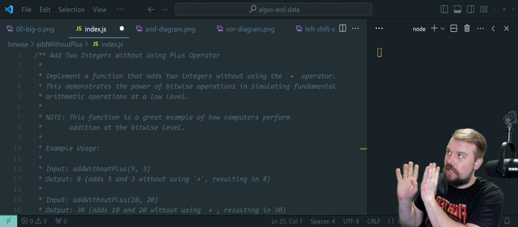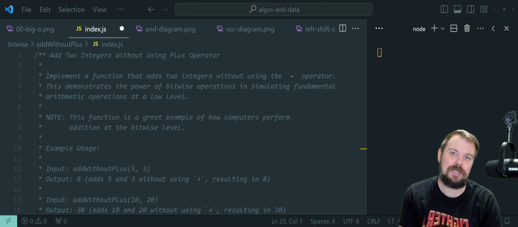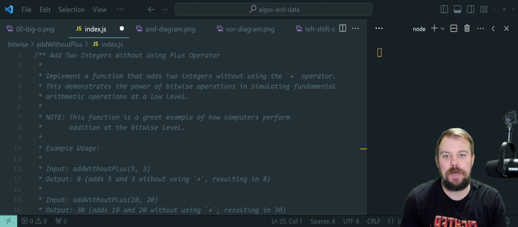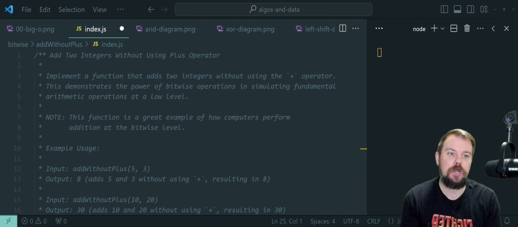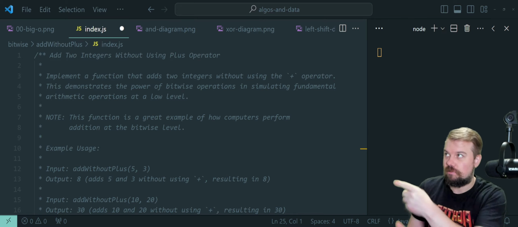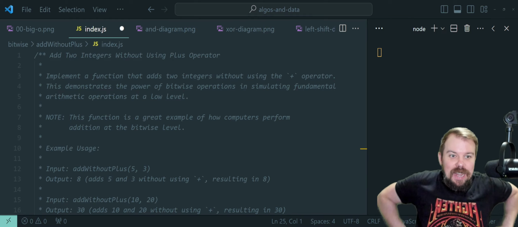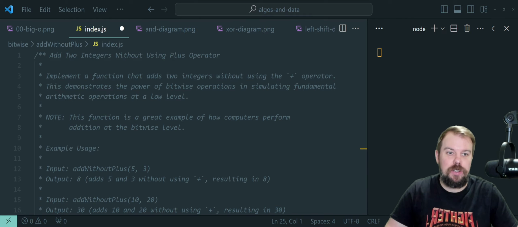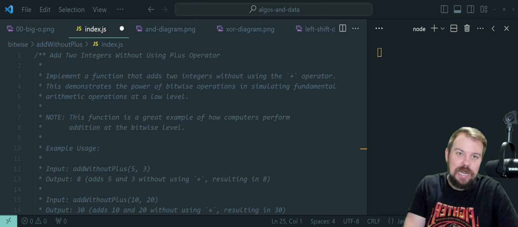So the problem here, this is about as simple as a problem can get. This is way more fluff text than it needs to be here. But this is a simple question. How do computers add numbers at the most fundamental level? So we're going to add two numbers together with a function, for example, add without plus. It's going to take two inputs, which are going to be two integers, and it needs to return their sum. If you add 5 and 3, you get 8.